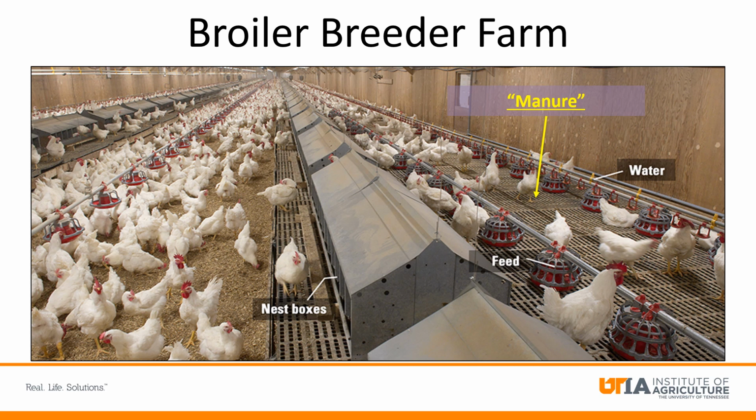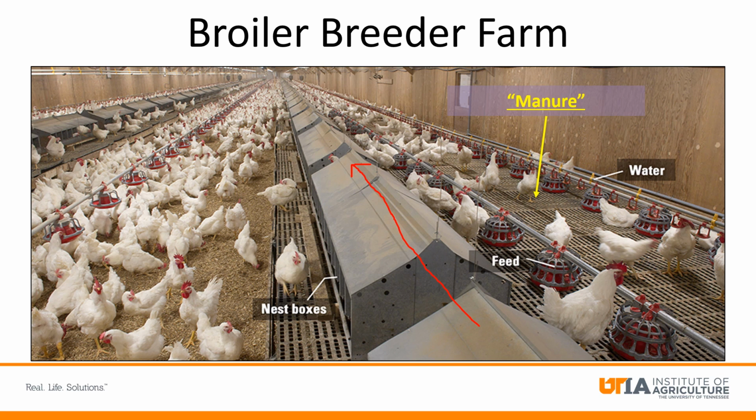And along these slats, there's a series of nest boxes that you see here. These nest boxes are where the hens lay eggs, and there's a conveyor under it that collects the eggs for transport to the hatchery. Much of the feed and water is present in this raised slat area, and the manure from these birds accumulates underneath these slats.